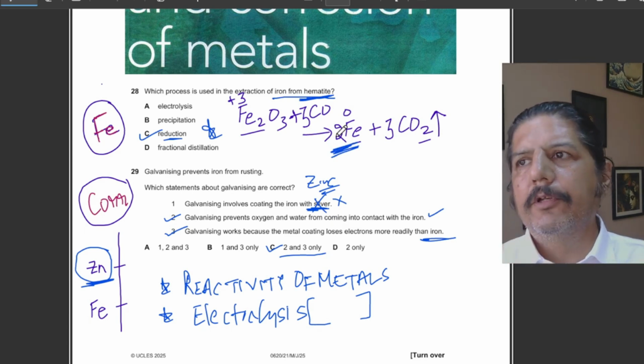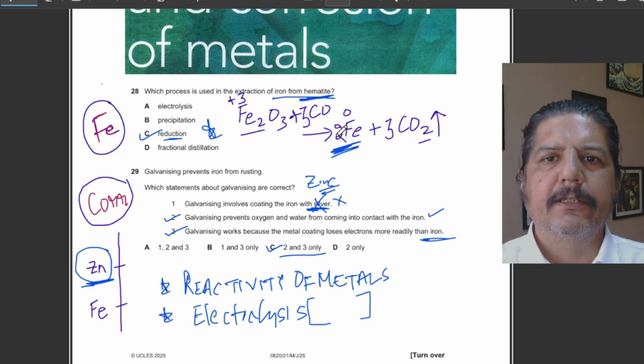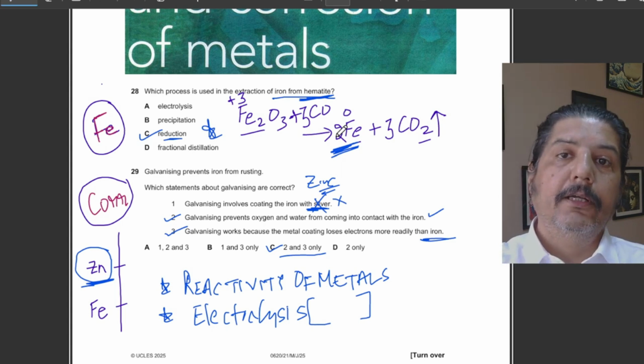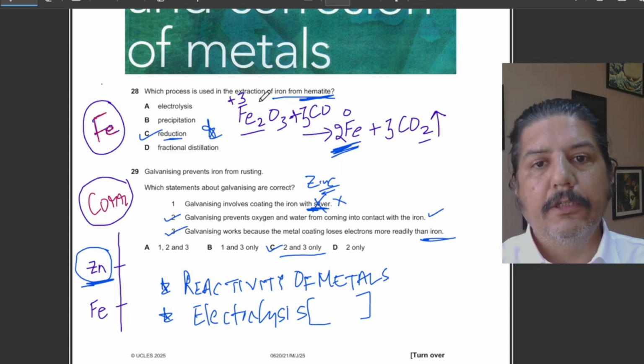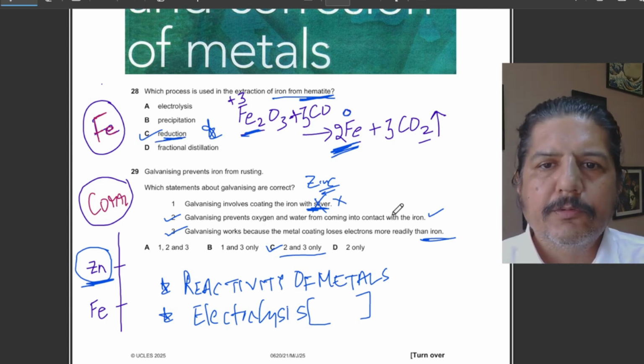Now again, when you are doing this chapter, you require a basic understanding of oxidation and reduction, because the same would be required when you are doing the aluminium extraction also. Here, the oxidation number of iron is plus 3, and it gets reduced to 0 when it converts into its pure form. So it's a reduction for iron. Which process is used in the extraction of iron from hematite? Reduction. Hope it makes sense. Let's move to the next question.